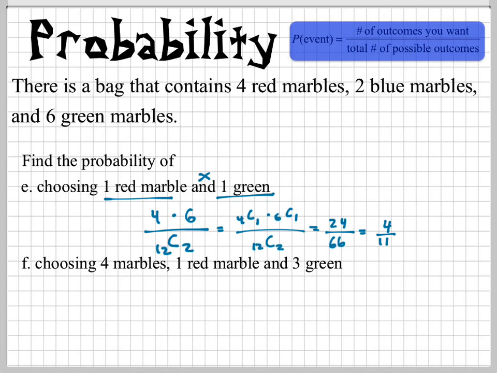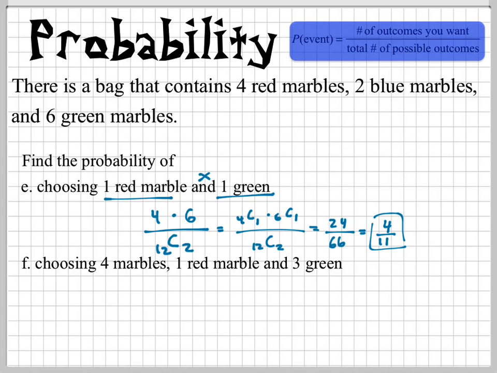4/11. Okay, so there's your probability right there for letter E. And then we have the last one. Again, order doesn't matter here. It says choosing 4 marbles, 1 red marble, and 3 green. Does order matter? It doesn't say "and then." No "and then." I'm just cracking up in my head about that.